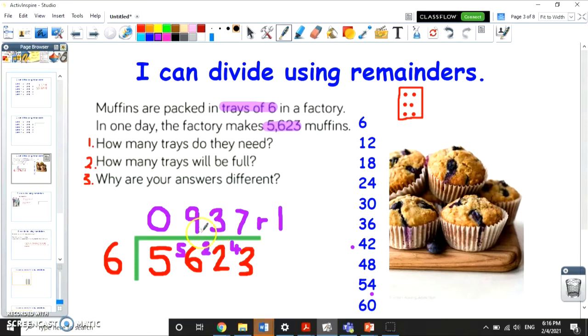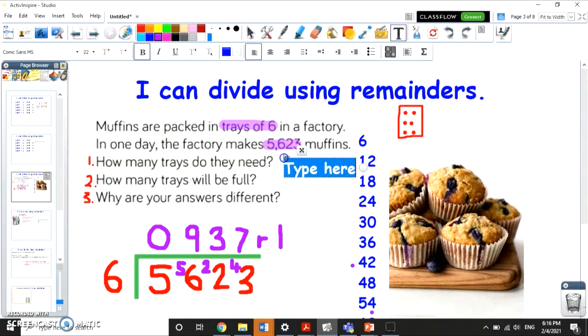So now looking at this, I know I've actually got 937 full trays, but I'm going to need 938 trays altogether to look after all of those muffins. So it's 938 trays. But question 2 said how many trays will be full? Well, that's going to be 937 trays are going to be full. And why are my answers different?